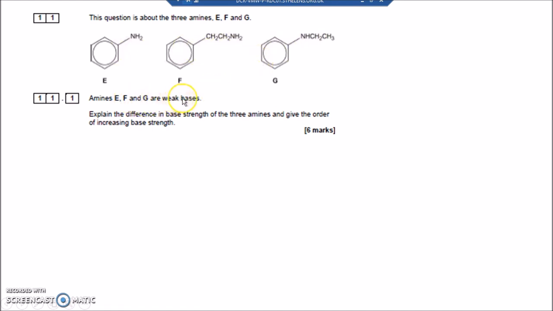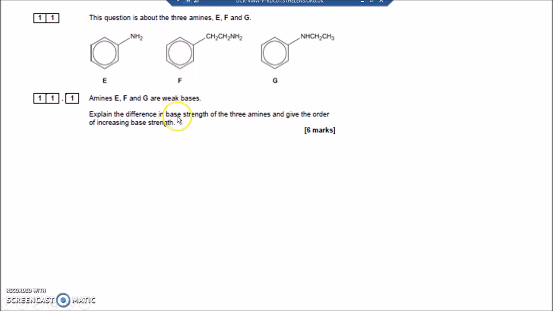They're weak bases. So remember what a base does. A base reacts with an acid. Acids make H pluses and bases react with the H pluses. So which ones of these are weak? Well, they all seemingly are weak bases. So they're not reacting with acids readily.